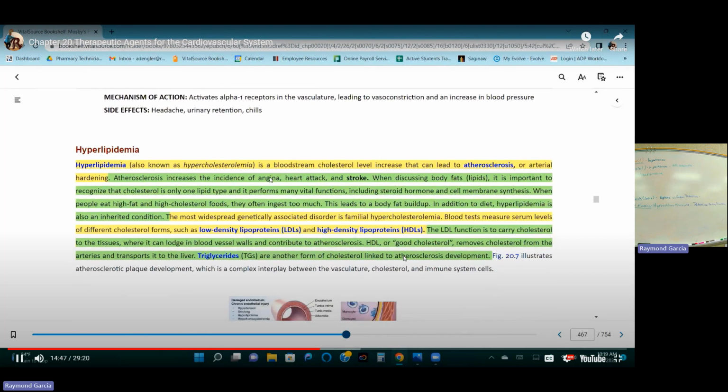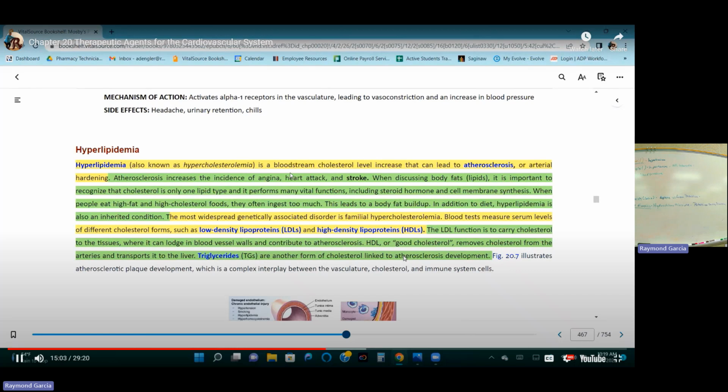Hyperlipidemia, also known as hypercholesterolemia. So lipidemia, cholesterolemia, those pretty much go hand in hand, and we're just dealing with high cholesterol here. Bloodstream cholesterol level increase that can lead to atherosclerosis or arterial hardening. Atherosclerosis increases the incidence of angina, heart attack, and stroke.